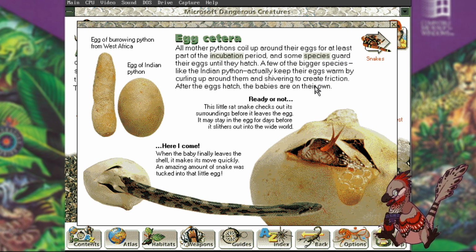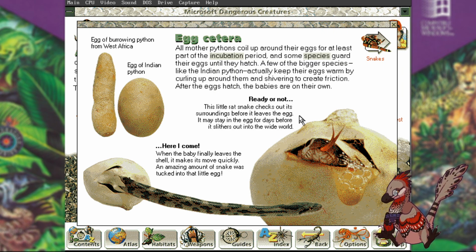All mother pythons coil up around their eggs for at least part of the incubation period, and some species guard their eggs until they hatch. A few of the bigger species, like the Indian python, actually keep their eggs warm by curling up around them and shivering to create friction. Oh, creating friction. After the eggs hatch, the babies are on their own.